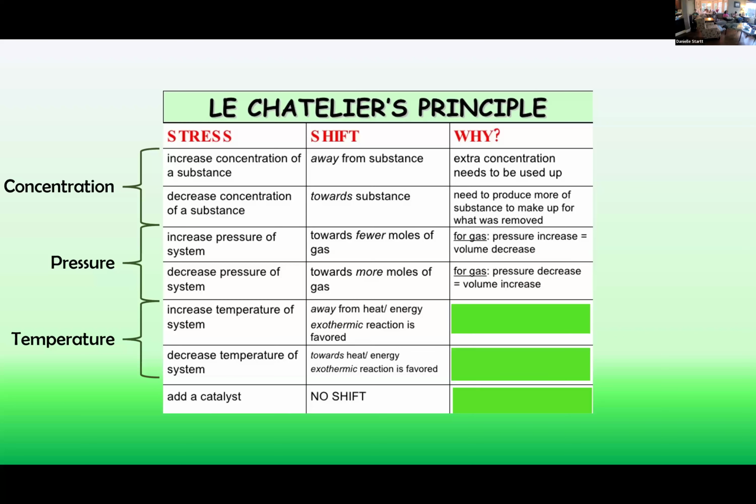So how about temperature? Your increased temperature of a system moves away from heat or energy, so an exothermic reaction is favored. Why do we think? It's because your extra heat and energy has got to be used up. And then your decreased temperature of a system is going to go towards heat energy, and an endothermic reaction is going to be favored because why? Because you've got more energy that needs to be produced to make up for the loss.